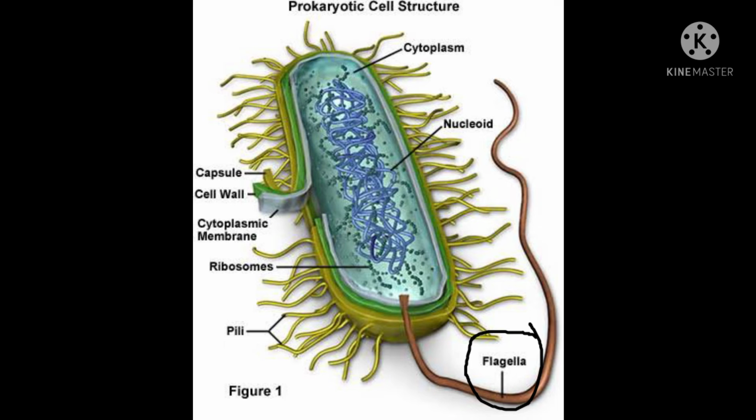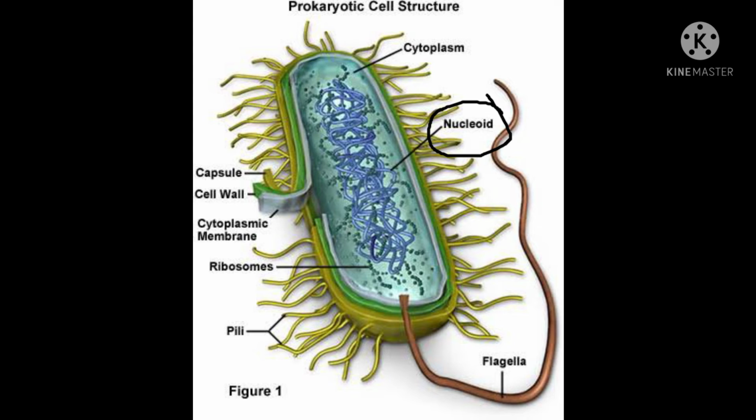The flagella beat in a propeller-like motion to help the bacterium move toward nutrients, away from toxic chemicals, or, in the case of the photosynthetic cyanobacteria, toward the light. Next is the nucleoid. The nucleoid is a region of cytoplasm where the chromosomal DNA is located.